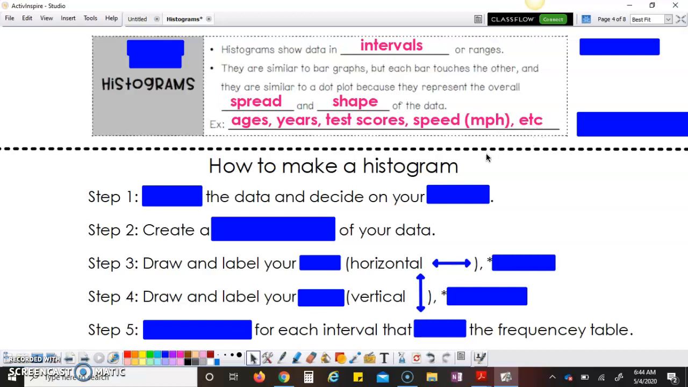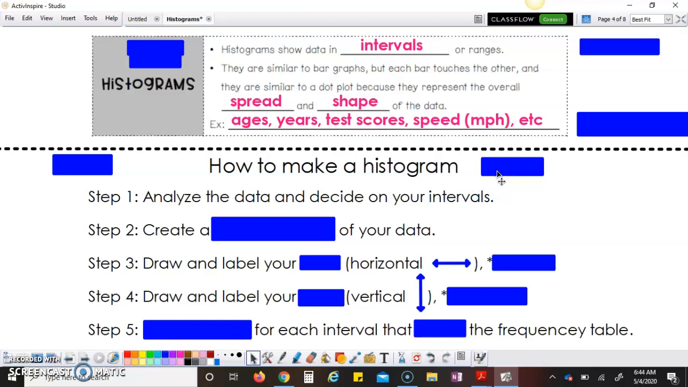Now, we've got 5 steps on making a histogram because you will be making one of your own. Actually, you'll be making a couple of your own. Step number 1, you are going to analyze the data and decide on your intervals. So you're going to decide what you're going to go by. Are you going to go by 2s? Are you going to go by 5s? Are you going to go by 10s? Are you going to go by hundreds? Just depends on your information, okay?